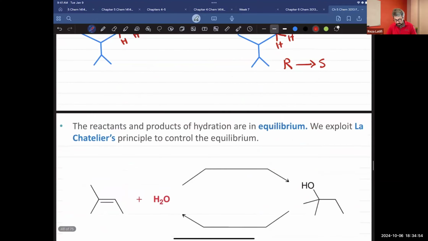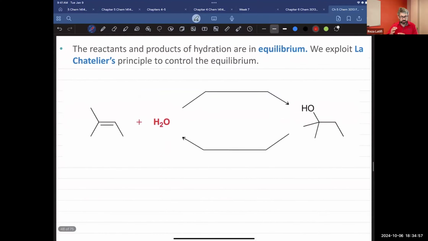I mentioned that when you are adding acid, you need to say it is diluted. Why? Because we are dealing with an equilibrium. On one side, when you add water to an alkene, you get alcohol. The reverse reaction is technically dehydration of alcohol. So if you dehydrate an alcohol, you get alkene. If you hydrate an alkene, you get alcohol.